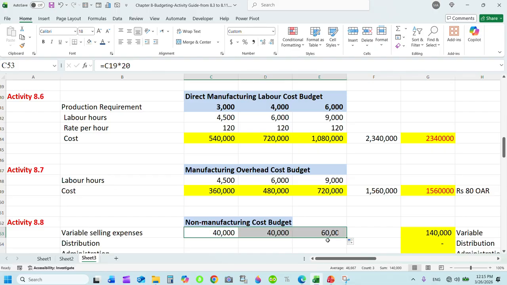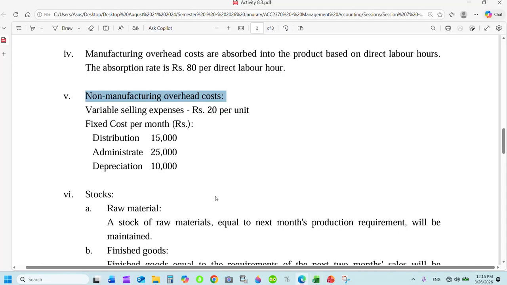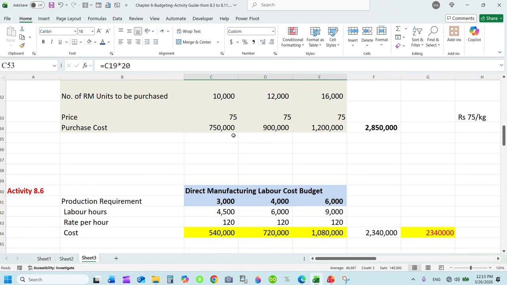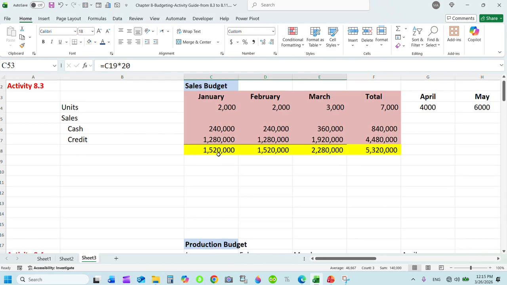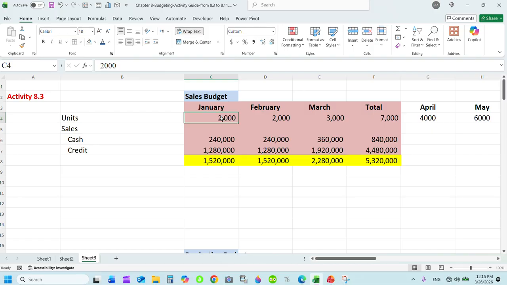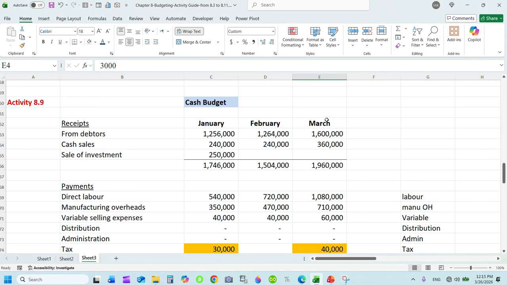And for the 3 months, it should be like this, right? Variable selling expense is 20 rupee per unit. In January we sell 2000 units, 2000 times 20 rupee is 40,000. February also we sell 2000 units, 2000 times 20, 40,000. March we sell 3000 units, 3000 times 20, 60,000. That's how it came, right?